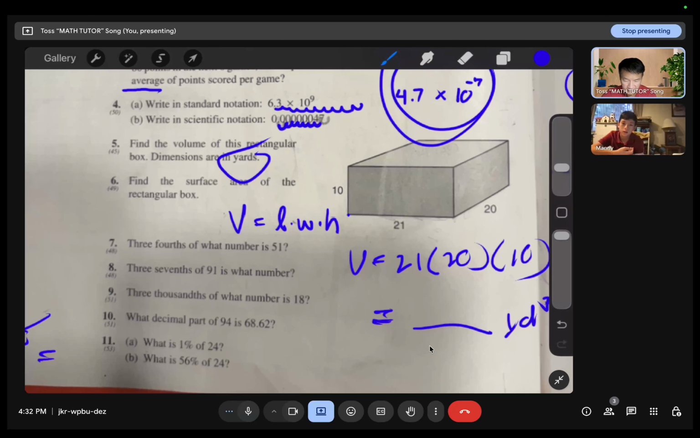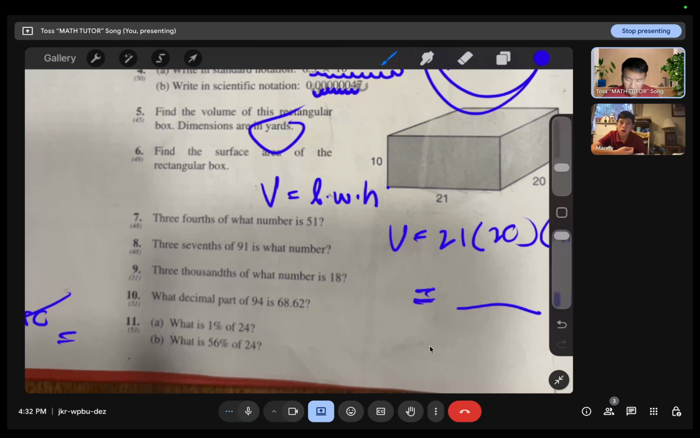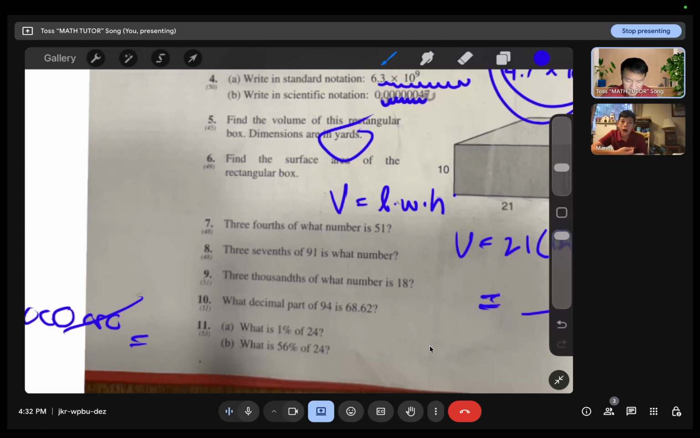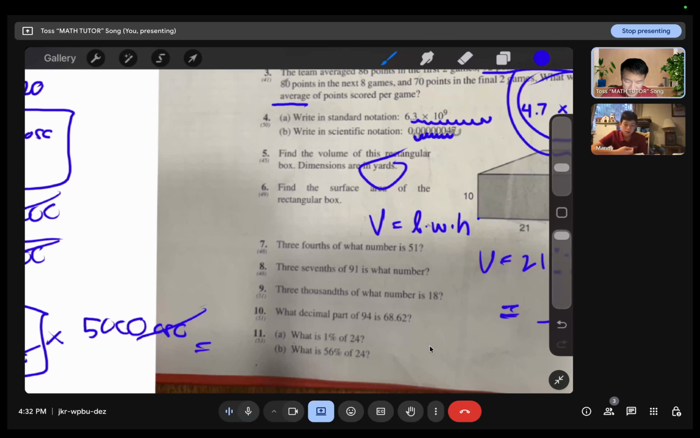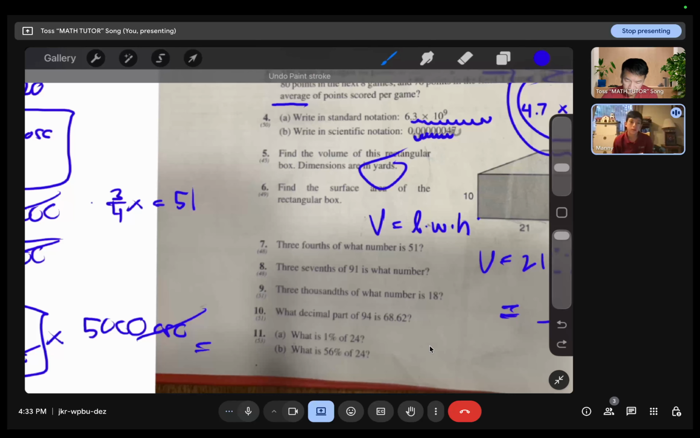Very good, very good. Okay, now 3/4 of what number? Tell me how to set that up. I think you're 3/4 times x equals 51. All right, and then how would you continue from here? You have to isolate the variable, so you would divide each side by, or multiply each side by the reciprocal, 4/3. Okay. So yeah, you got it.